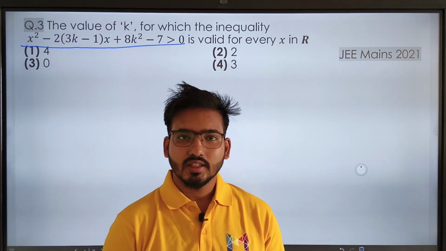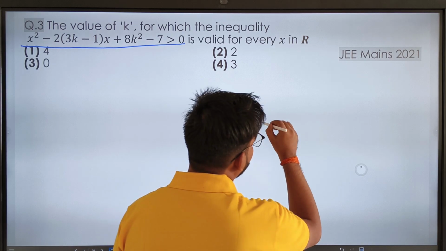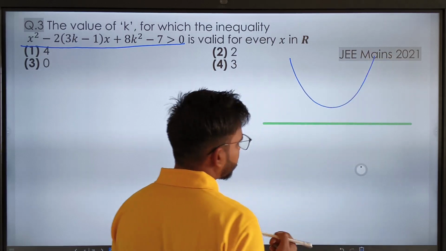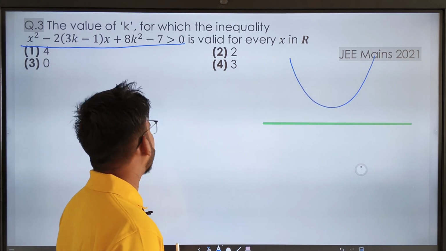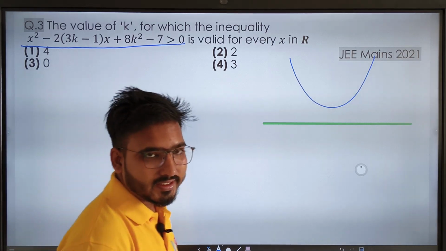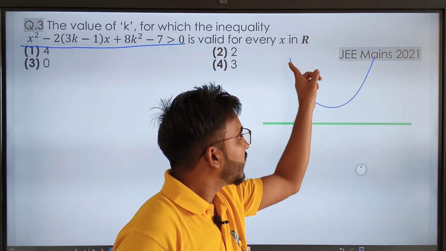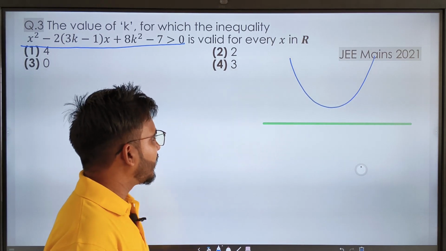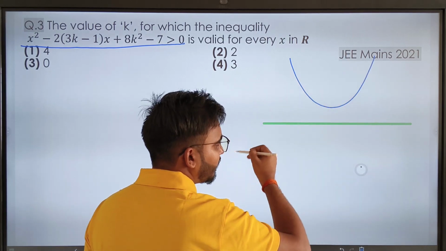Always greater than 0 means its graph is always going to be above the x-axis. Always above the x-axis, only then it is possible. This is the way. So how is that possible? First thing, for it to be possible, the coefficient of x square should be positive. Why, sir? Because if it is always above the x-axis, then the shape of the parabola should be open upward. If someone says open downward, it will cross the x-axis.